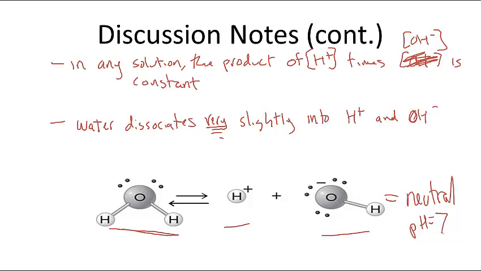Now, if I add a base and my OH minus goes up, then my H plus has to go down. Or if I add H plus, my OH minus has to go down because the product of those concentrations is constant.